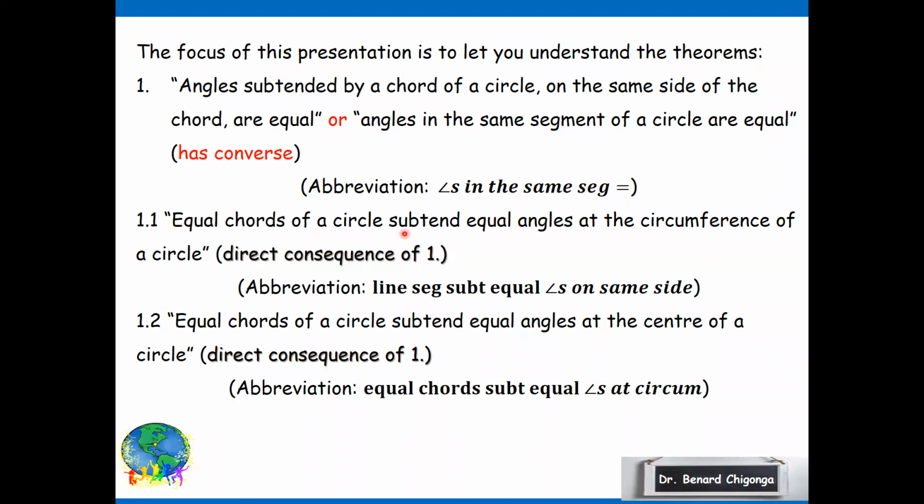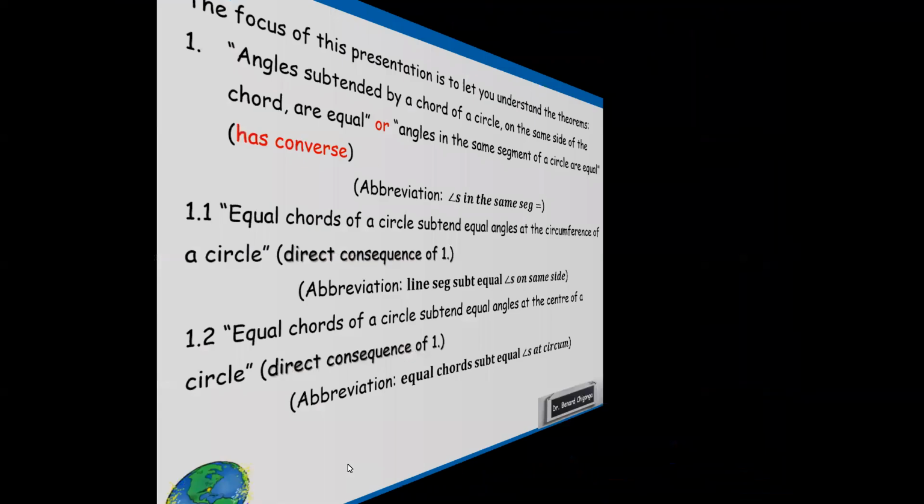Equal chords of a circle subtend equal angles at the circumference of a circle. It is a direct consequence of number one. Equal chords of a circle subtend equal angles at the center of a circle. Again, it is a direct consequence of one, and this is the abbreviation.